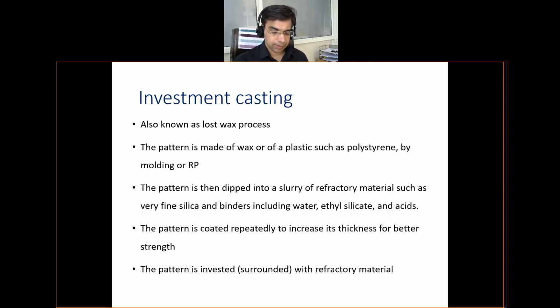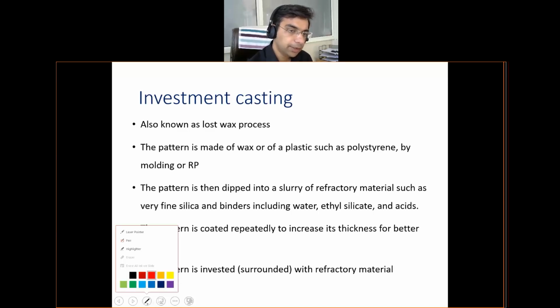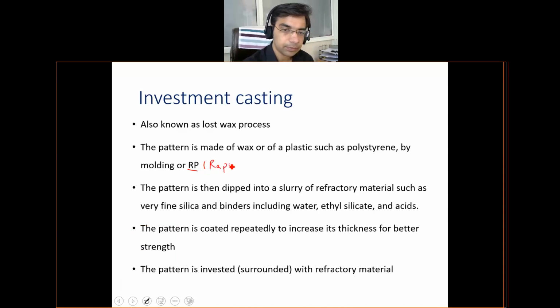So generally, the pattern is made using a process known as say die injection molding, or sometimes also by rapid prototyping. So this word RP here, basically this stands for rapid prototyping. So I will explain what is this. So rapid prototyping is one of the you can say a new manufacturing process wherein we use the SolidWorks or the CAD models.